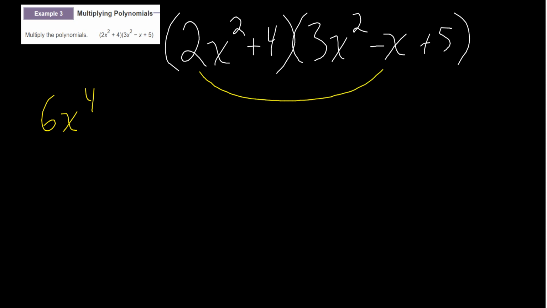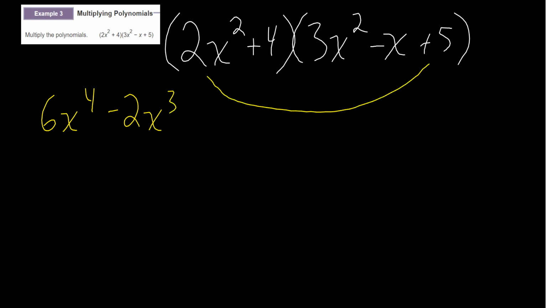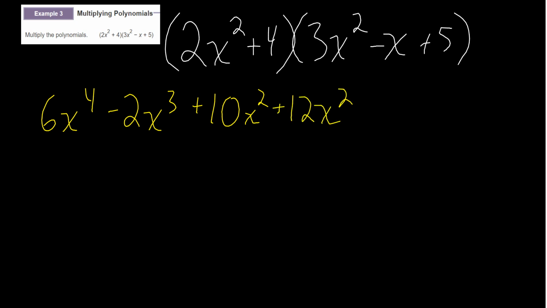2x squared times a negative x, so it's going to be a negative 2x cubed. 2x squared times 5 is going to be 10x squared, plus 10x squared. And then we start with the 4 here. 4 times 3 is 12, 12x squared. It's going to be plus 12x squared. 4 times a negative x, let's see, negative 4x.